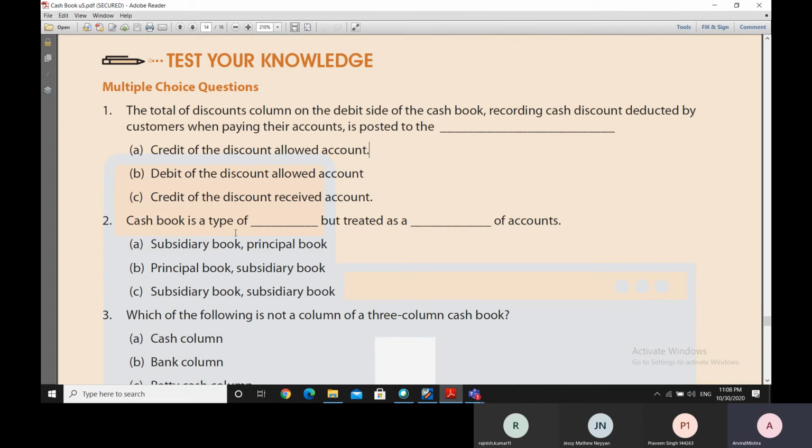Number 2: the cash book is a type of dash but treated as a dash of the accounts. So the cash book is a type of subsidiary book, but it is treated as a principal book of account. How is it treated as a principal book?